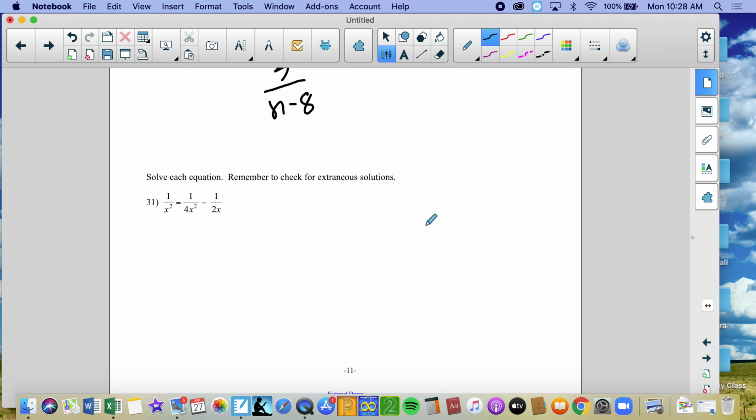Now we have the same idea, but it's an equation. So instead of finding common denominators and subtracting these two, let's just get rid of the denominators. The easiest way is to cancel out all the denominators by finding the LCM of those denominators. So you have x squared, you have 4x squared, and you have 2x. Prime factorization.